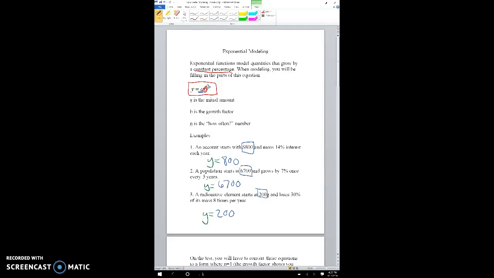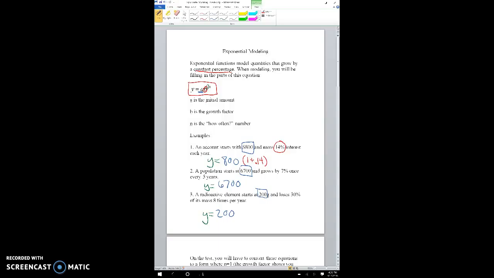We're going to do that by looking for the percent change in the problem. So in the first example, we're earning 14% interest. So our growth factor is going to be 1 plus 0.14. The reason there's a 1 in there is that at the end of the year, we have all of the money that we had at the beginning of the year, so that's 100% of what we had, plus 14% more. So at the end of the year, we have 1.14 times as much as we did when we started.